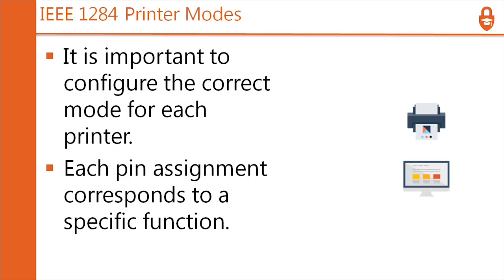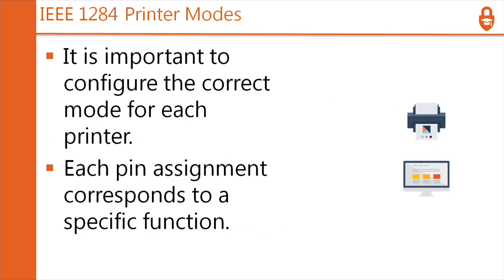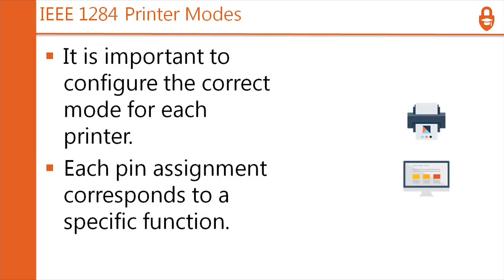And then we had the IEEE 1284 printer modes. For the test, you need to know these, by the way. There's a standard 25 pin, and we have a Centronics 36 pin. Obviously, the first one is older. And then it is important to configure the correct mode for each printer with respect to printer modes. Each pin assignment corresponds to a specific function. So each pin has a specific function.